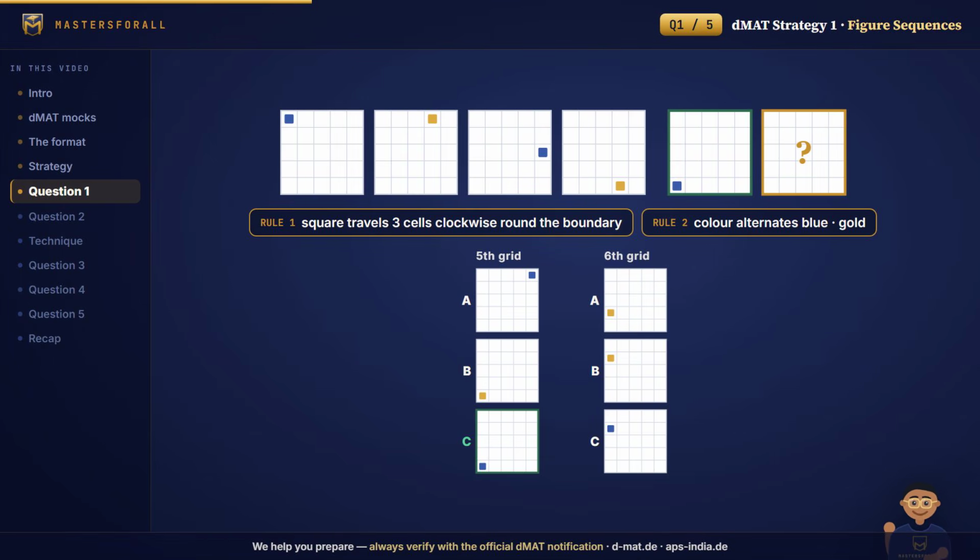So, 3 more cells brings it to the bottom left corner and it's blue. That's option C. 3 more again, up the left hand side, gold, option B. Most people move that square 1 cell and pick with total confidence. You counted the gap. That is the whole difference.